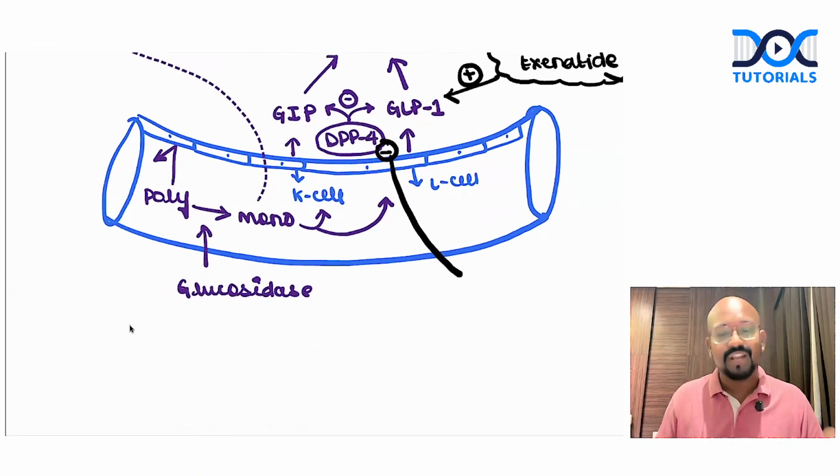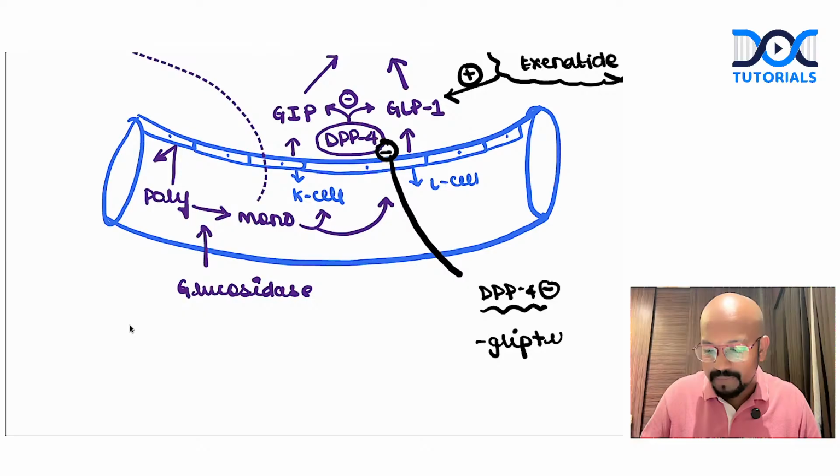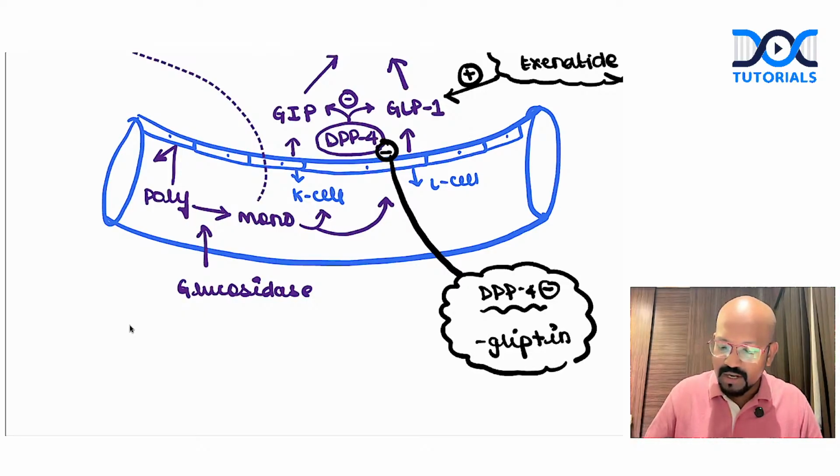So what will happen if you inhibit DPP4? GLP-1 and GIP will be increased, which in turn will increase the insulin release. And these drugs are what we call gliptin agents, DPP4 inhibitors, like sitagliptin, vildagliptin, teneligliptin, all the gliptin agents.